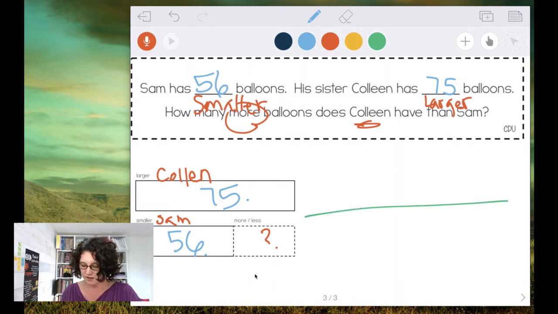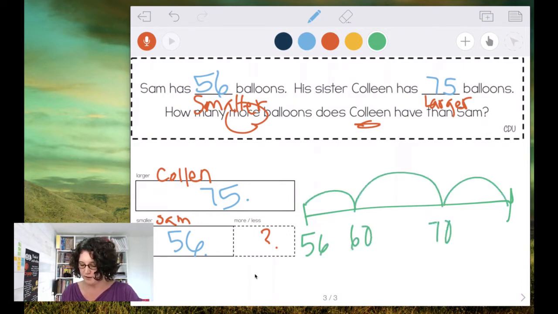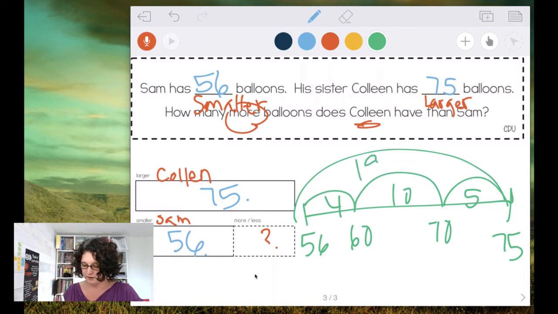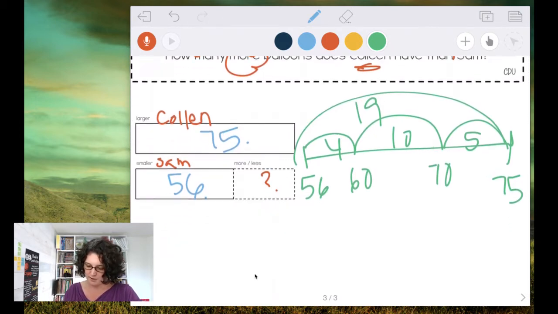And so I will often use a number line to solve these and just use an open number line. So 56, the next friendly number is 60, going up to 70, going up to 75. And that is, of course, 4, 10, 5, and we're looking at a total of 19 right there. Let's see, I think I did that right. And so I have students write after, will this move up? Yeah, it lets me move up.